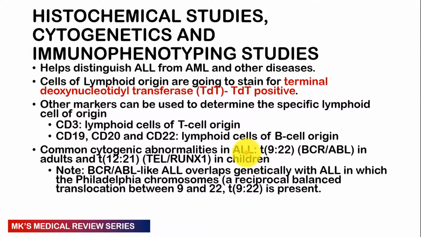And what you really need to note is that this translocation, the BCR and ABL, actually overlaps genetically with the acute lymphocytic leukemias in which the Philadelphia chromosome is positive. Remember that the Philadelphia chromosome is pretty much a reciprocal balanced translocation between chromosome 9 and chromosome 22.